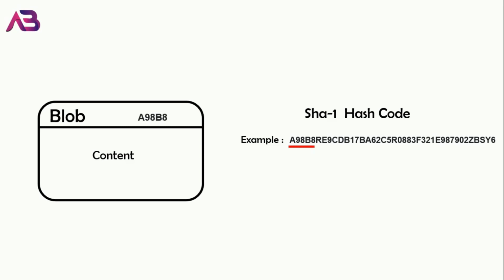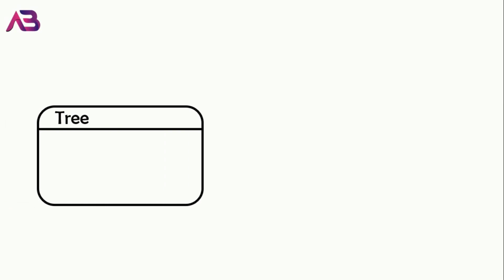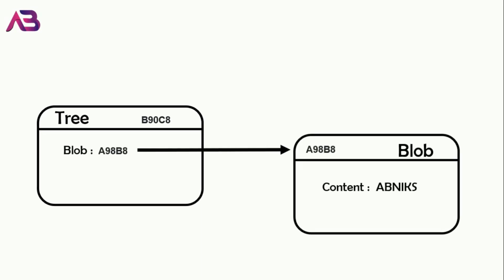Then comes the next object, which is the tree. In this you will see directories. These trees are also recognized by a SHA-1 hash code, and they refer to blobs or to other trees. For example, this tree is referring to the previous blob object that we saw, which has some content in it. For now let's assume the content is ABNIKS.